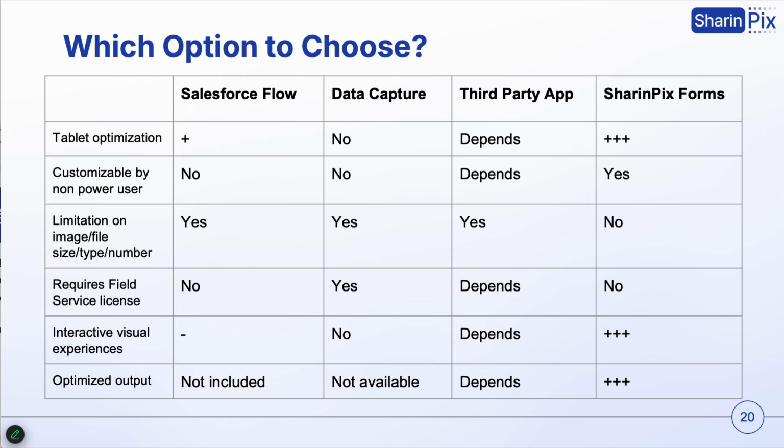Data Capture is already answering a part of those questions. You get a better experience. It's not optimized for the tablet at all. It works on mobile, which is pretty cool. Still not available for a power user to make any modification. You have to be an admin. It doesn't have any interactive visual. You can just take a picture and make a very small annotation, but that works, especially if you have only one or two photos. And at this time it doesn't generate any PDFs.